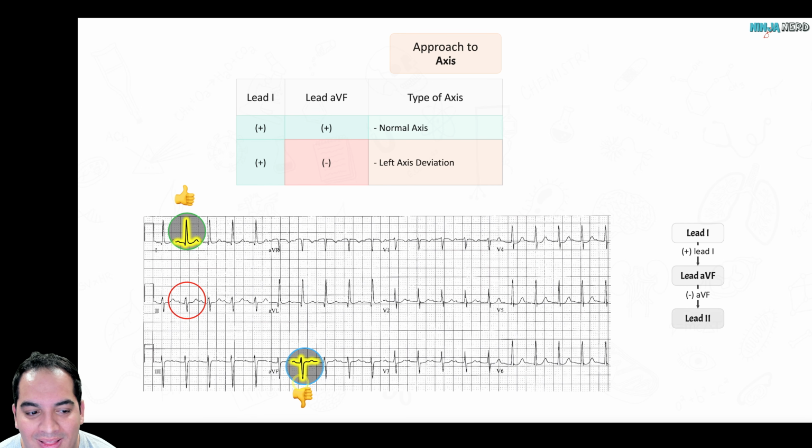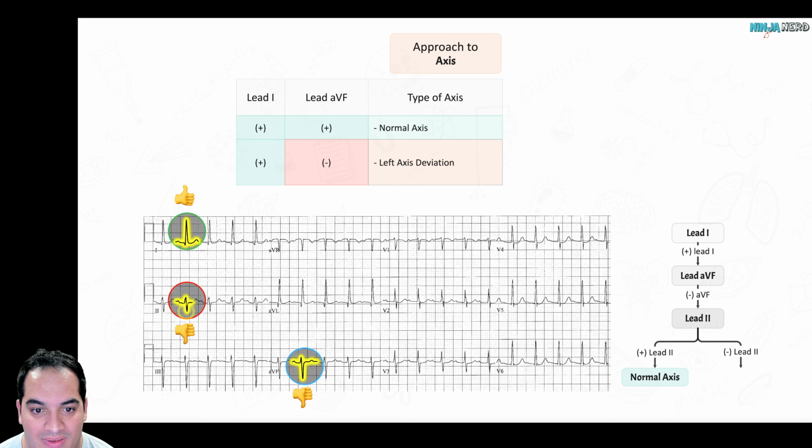Look at lead 2. If you look at lead 2 and you see that it's predominantly negative here, that definitely confirms that it's going to be left axis deviation. But if you look here and it was predominantly positive, then it would be a normal axis. But again, I look here, up, I look here, down, I look here, and it appears predominantly negative, or you could even say equiphasic. That is indicative of left axis deviation.